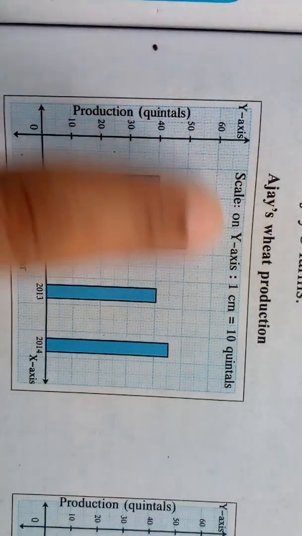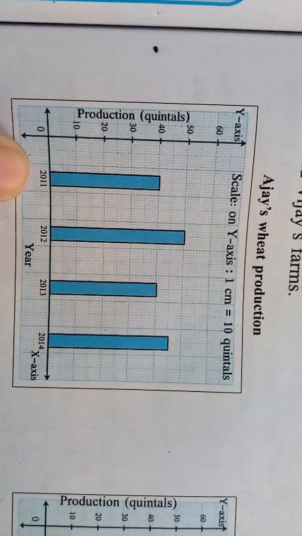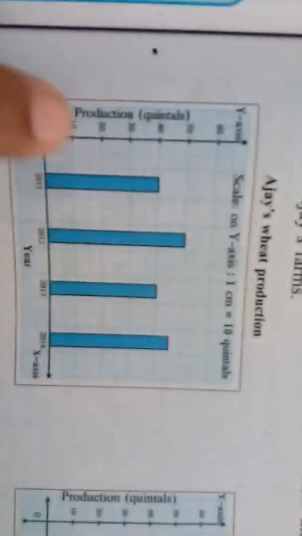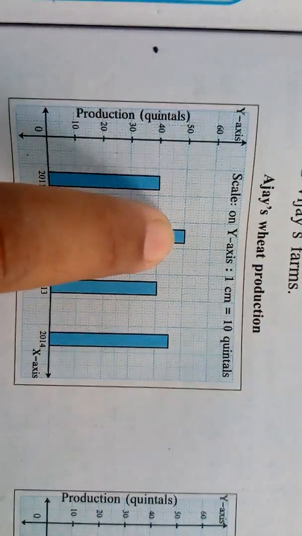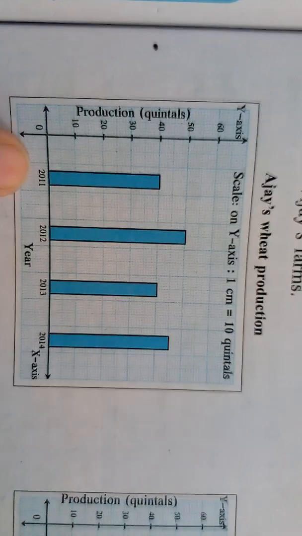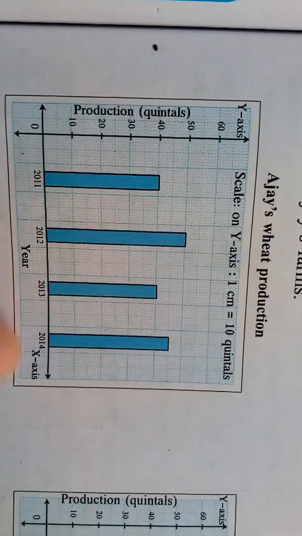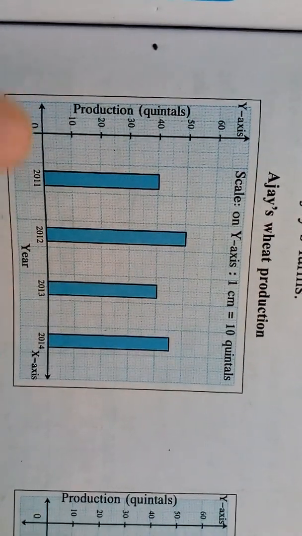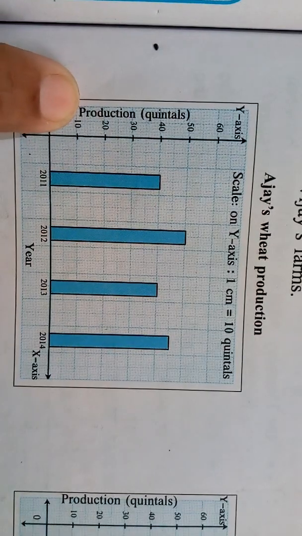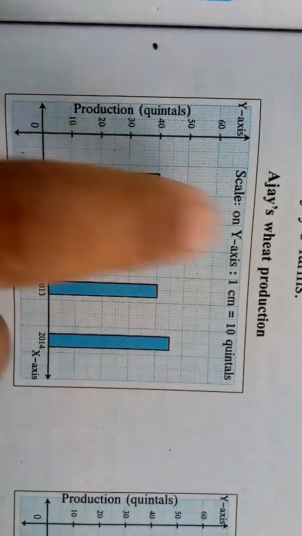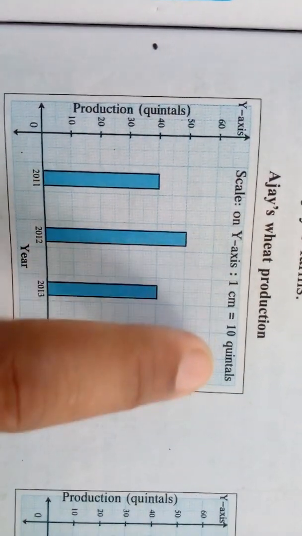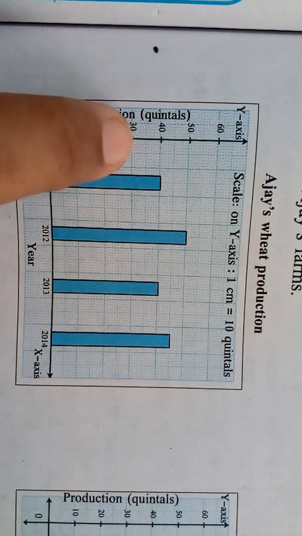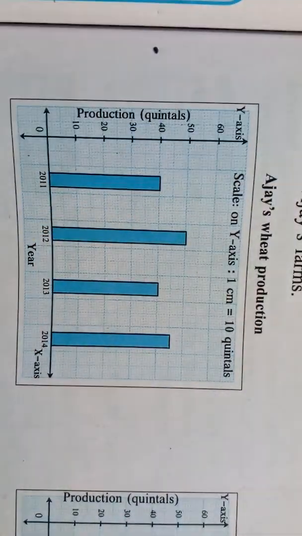Here wheat production is shown. In 2011, how many quintal wheat was produced? In 2012, how many quintal wheat was produced? You can see on x-axis it is given years, and on y-axis production in quintal. And here scale is written. Scale on y-axis 1 centimeter is equal to 10 quintal. So here it shows 10, 20, 30, 40, 50, 60 like that.